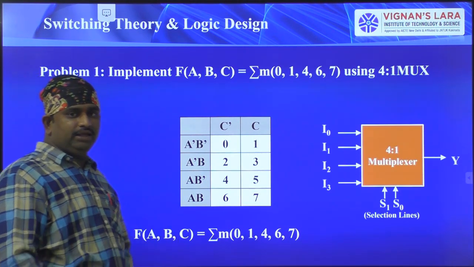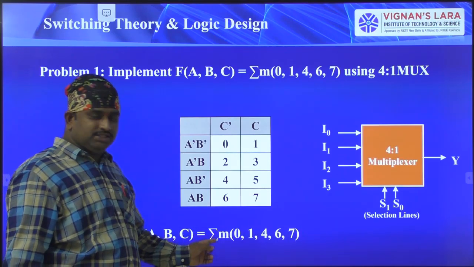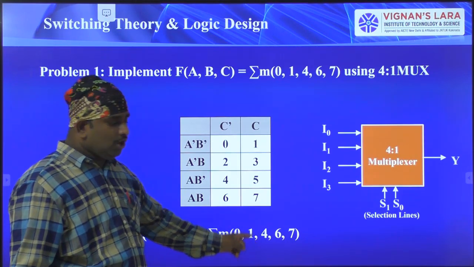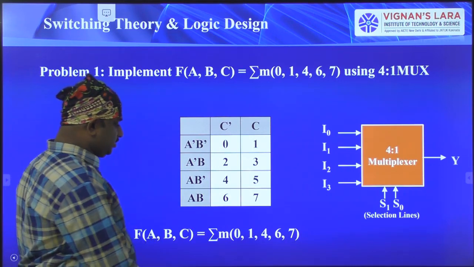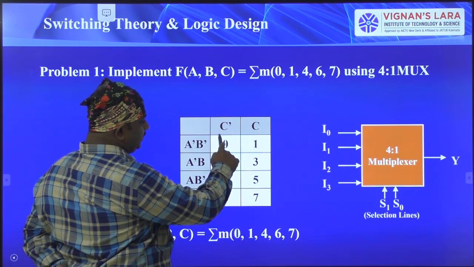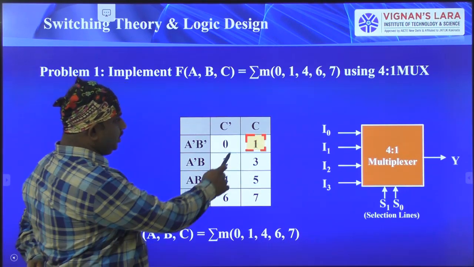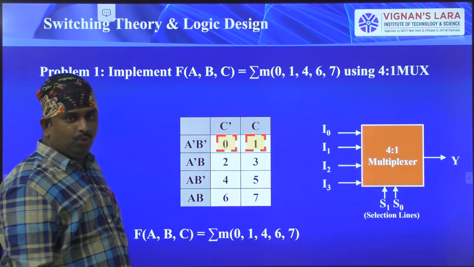Now, see carefully the given problem. The given problem has f of ABC is equal to sigma m of 0, 1, 4, 6, 7. So these values you have to circle here, the first thing. So here 0 is there, and right over here you have to represent the 0. So I have highlighted the 0, 1 terms.